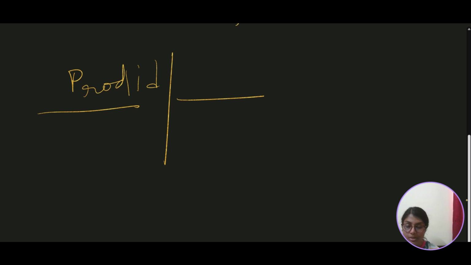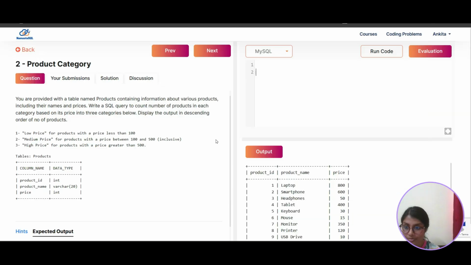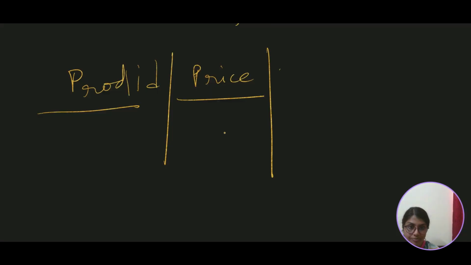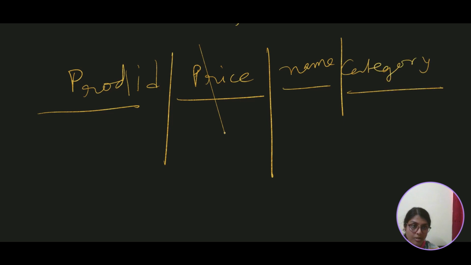so let's say, so we have prod ID, then we have, let's say, price, and we have product name, right? Then we have to create a category in such a way that I would have to finally return within this category.